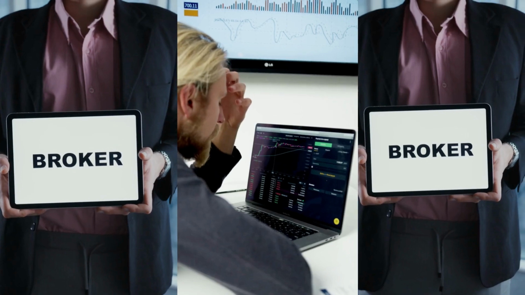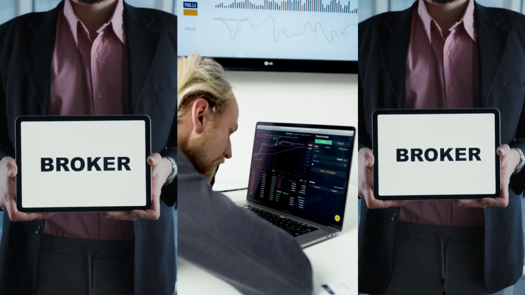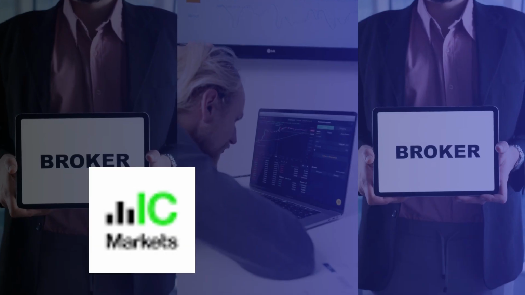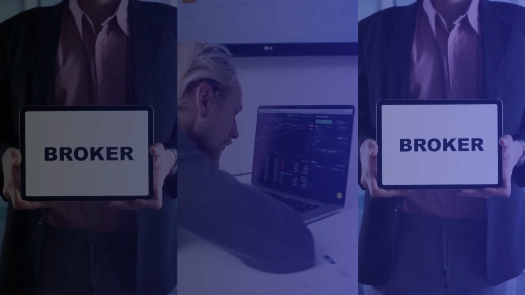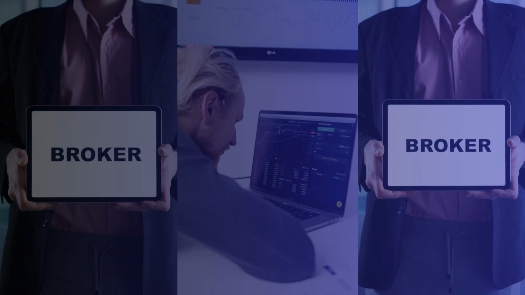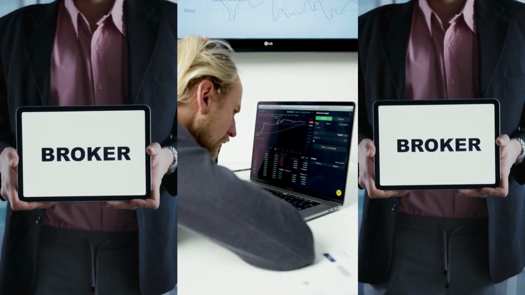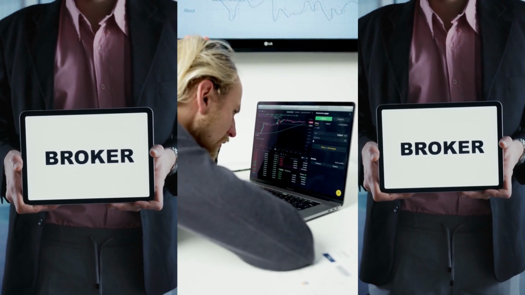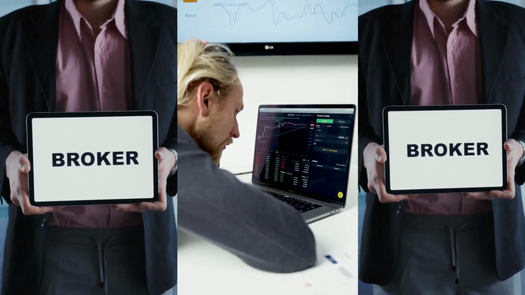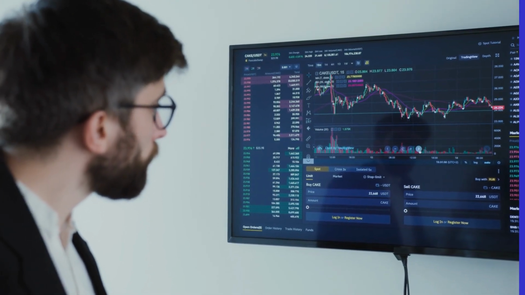A Forex broker gives you access to the market. There are many trusted brokers, like IC Markets, Exness, or Deriv. Make sure to choose a regulated one. Let's break it down into steps. Most brokers use MetaTrader 4, MT4, or MetaTrader 5, MT5. This is where you analyze the market and place trades.